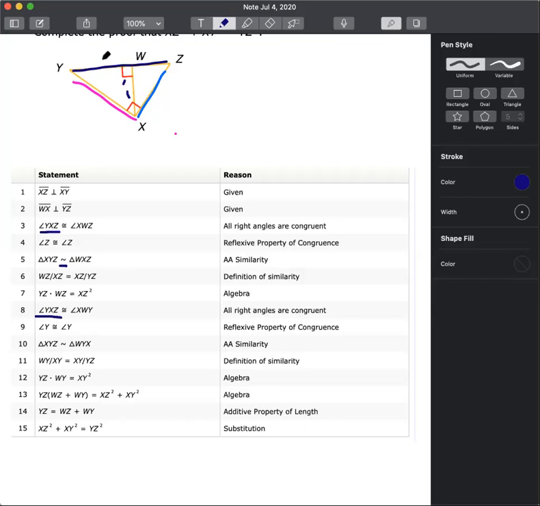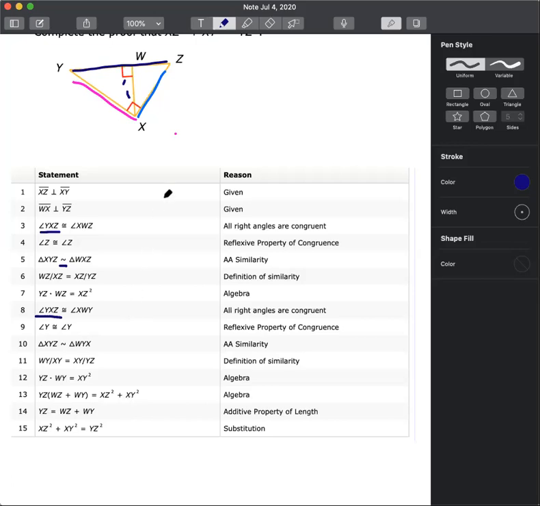We got wy right there. So if those two add up, it's additive property of length. So basically just splitting this line up in half, or not in half, but splitting it up. And then the very last one, if you look at the previous answers up above, it's going to be substitution for that last one.